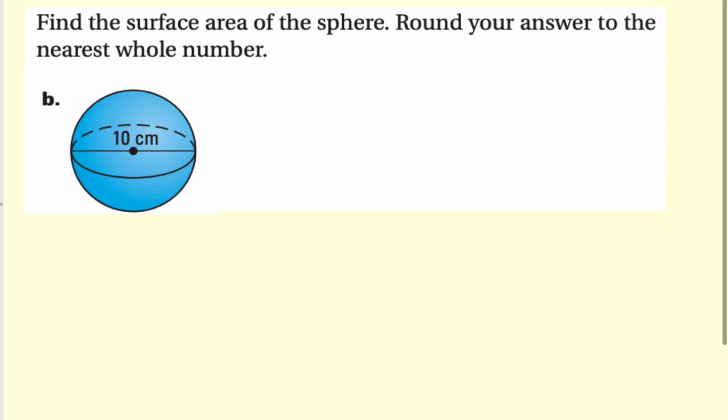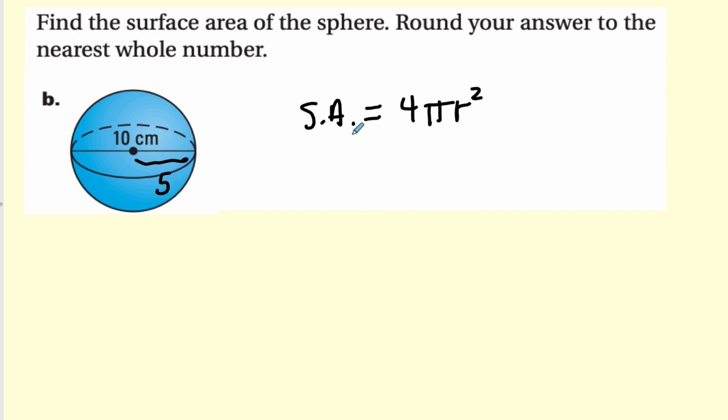Let's take a look at the next surface area. Surface area again is different from volume. It's 4 pi r squared, and our radius will be 5. So this will be 4 pi 5 squared. 5 squared is 25. 25 times 4 is 100. 100 pi would be the exact answer.